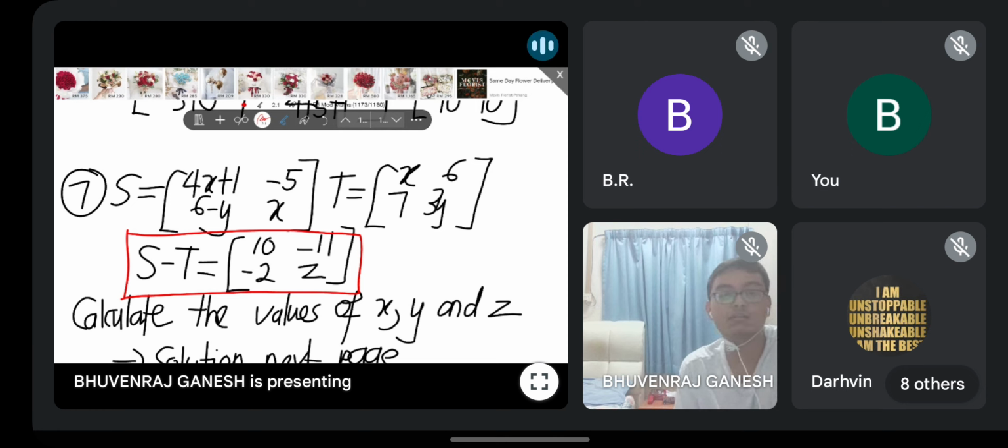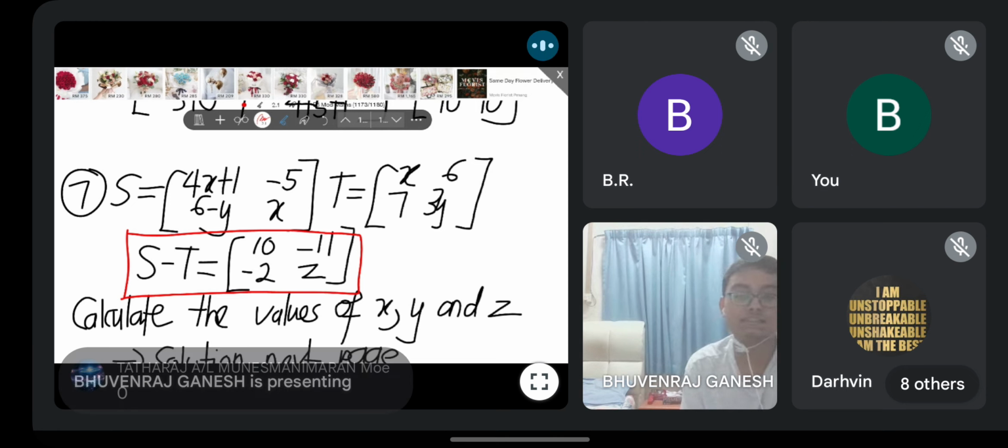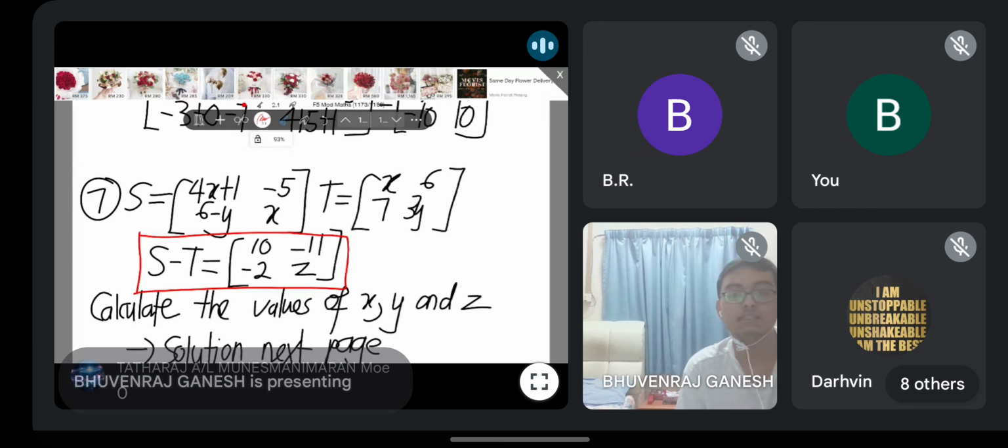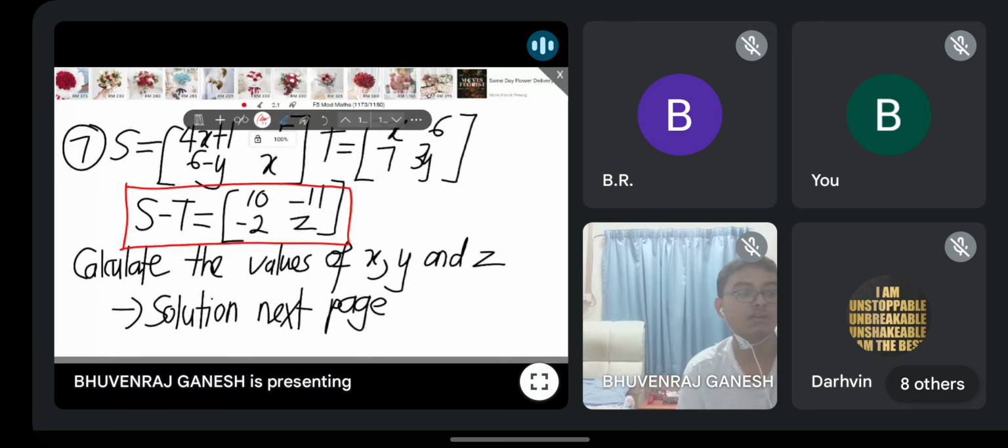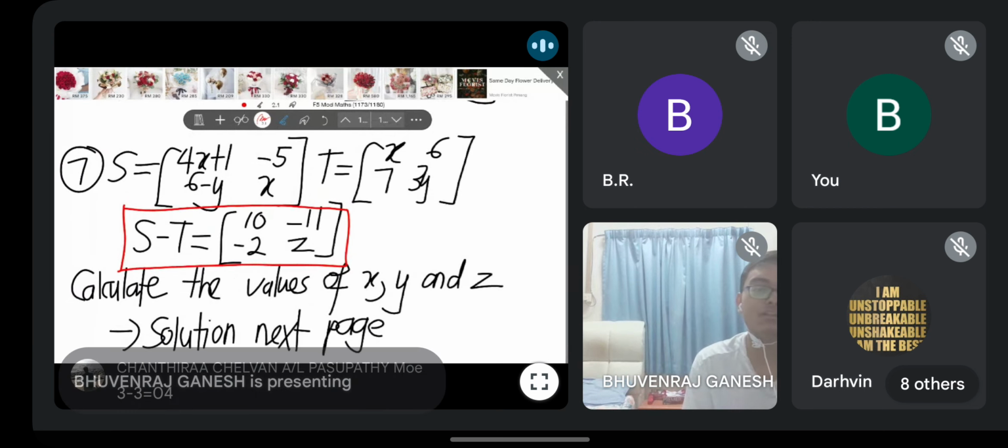Z is a very easy number. You can count. Yes, it's 0. Okay, so you should get x is 3, y is 1, z is 0. Okay, anyone have trouble how to solve this one?